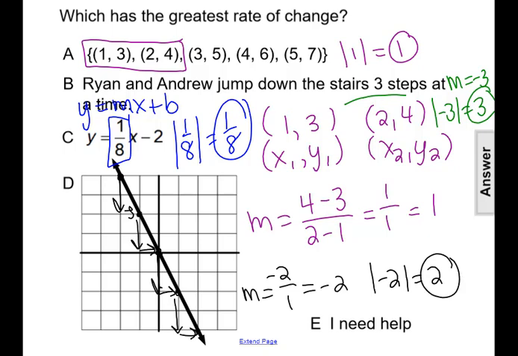We're comparing the numbers of 1, 3, 1/8, and 2. If we want the greatest rate of change, what function has the greatest number? It would be function B, with that rate of change of -3 and the absolute value being 3. That makes our answer choice B.